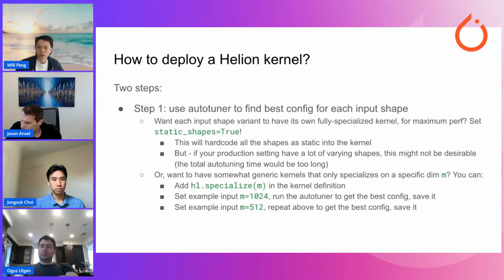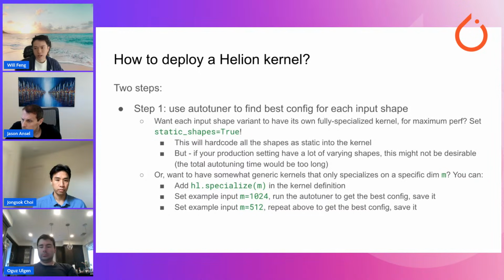That would hardcode all the shapes as static information into the kernel. But running auto-tuning for all of those shapes could be prohibitive because that would just take too long. Or as a trade-off, we could have a somewhat generic kernel that only specializes on a specific dimension.